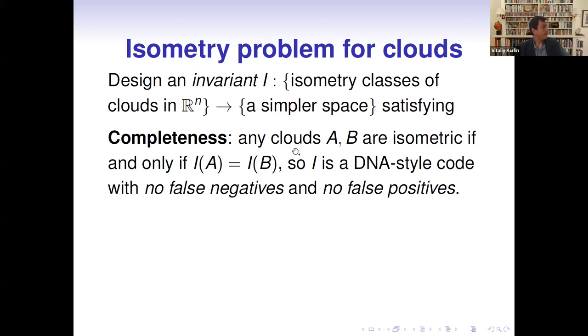Completeness means that any two clouds are isometric if and only if this invariant takes the same value on them. So invariance means that if clouds are isometric, then the invariant takes the same value. But completeness is also in the opposite direction. If the invariant has the same value, then our clouds should be isometric. So in simple language, it's the strongest possible invariant under the given equivalence. It's a sort of DNA-style code. Or in the language of computer science, it's a descriptor with no false negatives and no false positives. So our descriptor completely separates given objects without any potential confusion.